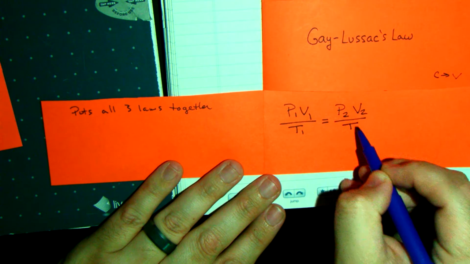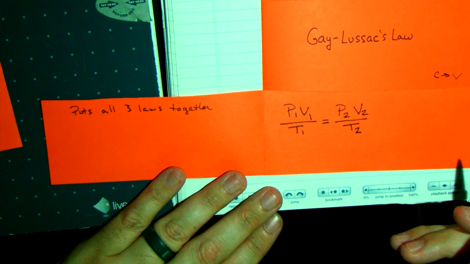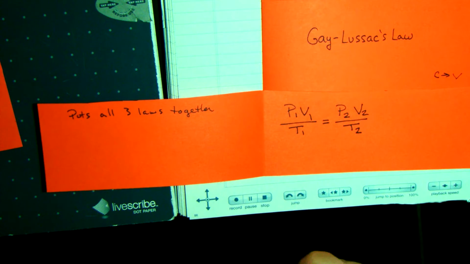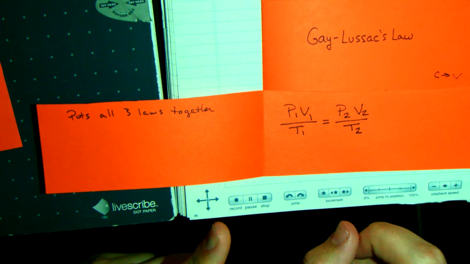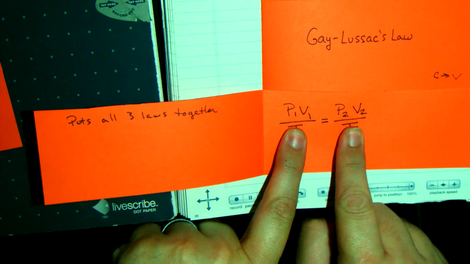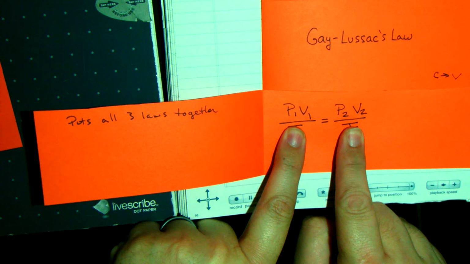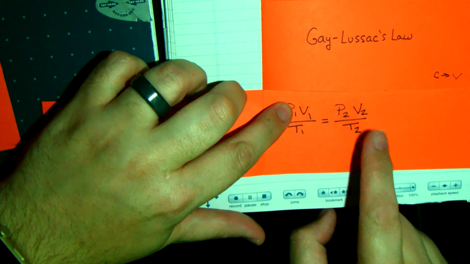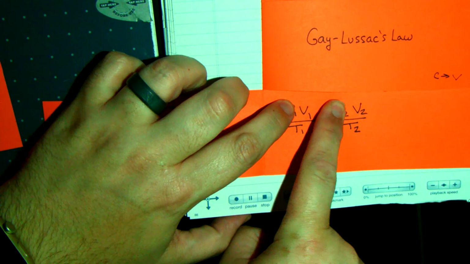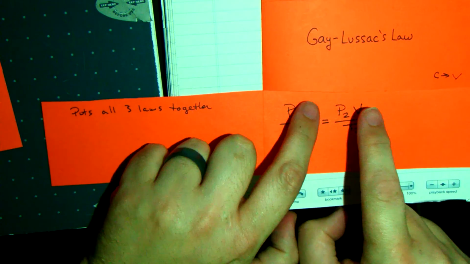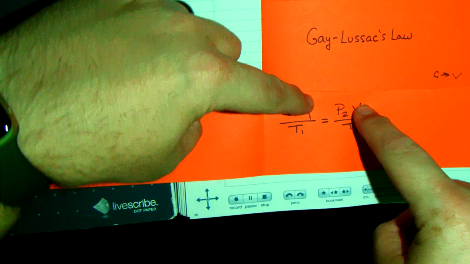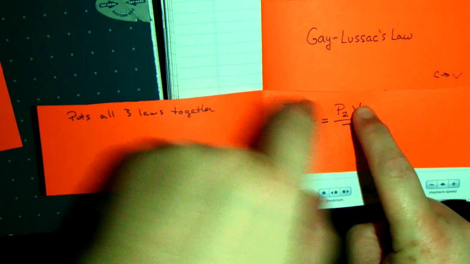Now, the neat thing about the combined gas law is if you keep something constant, if you keep temperature constant, that's Boyle's law right there. If you keep pressure constant, that's Charles' law right there. And if you keep volume constant, no, my fingers aren't working. Then you get Gay-Lussac's law.